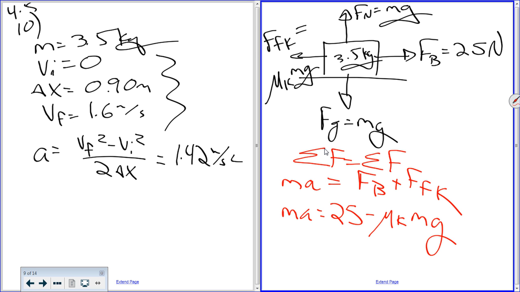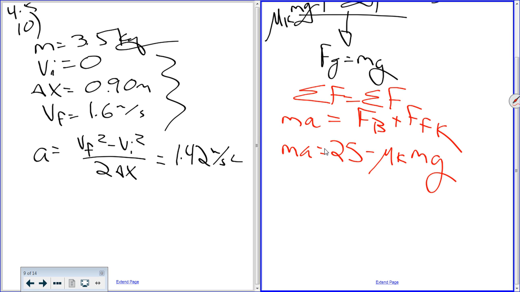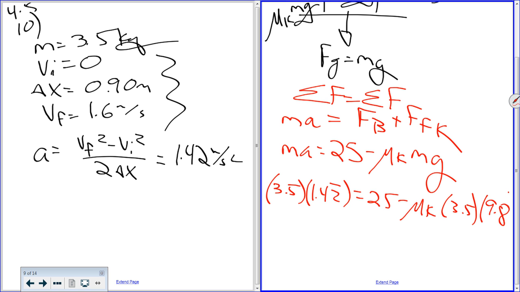Let's see, what do we got? 1.6 squared divided by 1.8 is 1.42. Yep. All right, so at this point, let's plug in our numbers real quick and see what we get. The mass is 3.5. Acceleration is 1.42. That equals 25 minus the coefficient times the mass times 9.8. Solve for me.